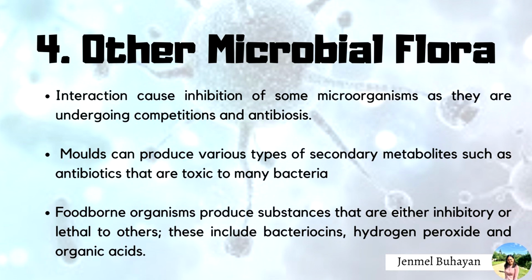Microorganisms present in the food can undergo various types of negative interactions. These kinds of interactions cause inhibition of some microorganisms as they undergo competition and antibiosis. Some organisms, especially molds, can produce various types of secondary metabolites such as antibiotics that are toxic to many bacteria. Some foodborne organisms produce substances that are either inhibitory or lethal to others. These include bacteriocins, hydrogen peroxide, and other organic acids.